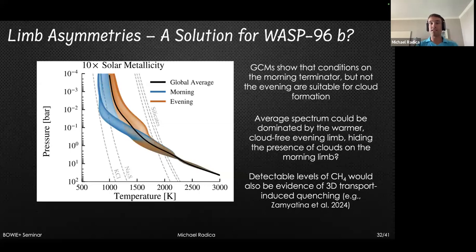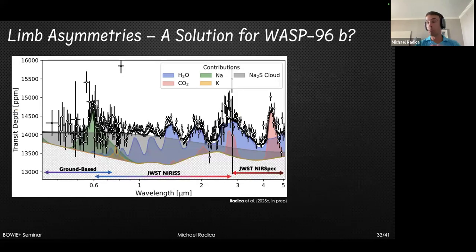In order to test all of these different things, Jake and I went out and got some additional JWST observations of this planet using the NIRSpec instrument, hoping to resolve this cloud question and also see whether we can detect the signatures of methane, which would suggest 3D homogenization of that molecule's abundance. Before we even talk about limb asymmetries, we can see that even with the additional NIRSpec observations, and even when we add in the ground-based observations, this is just the limb-average transmission spectrum, we're really breaking that cloud-free claim about the planet.